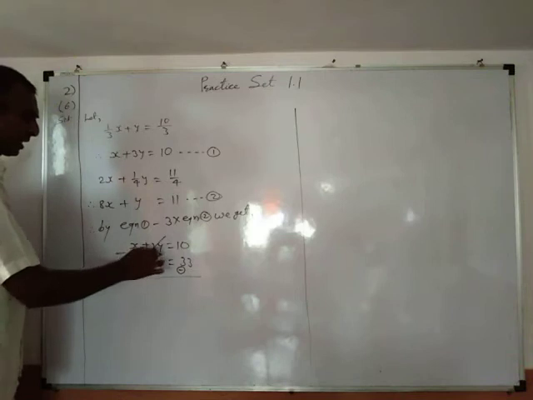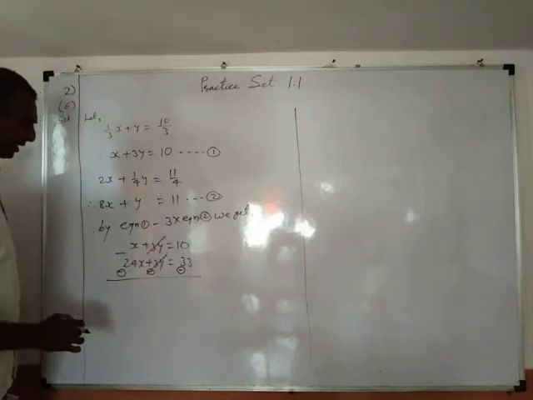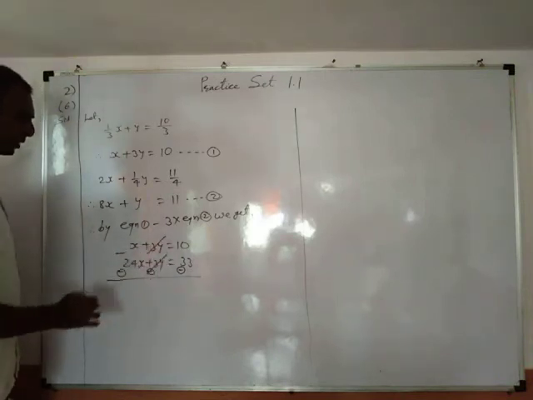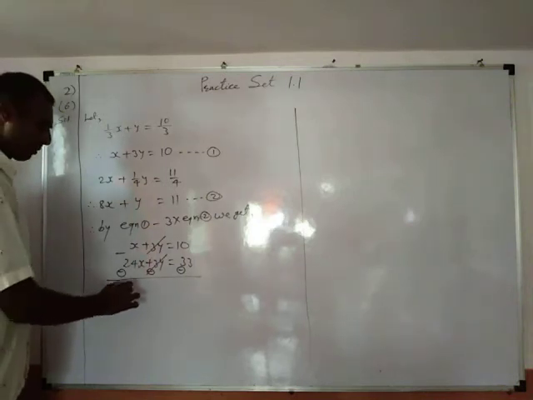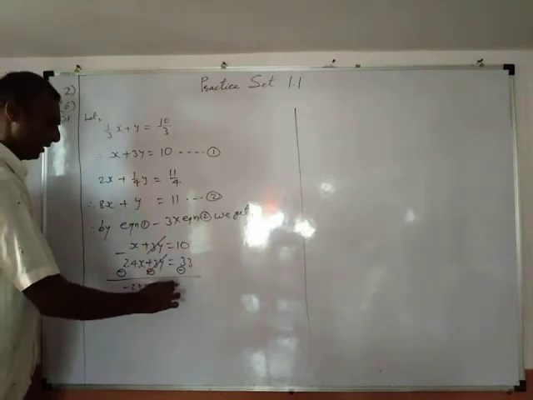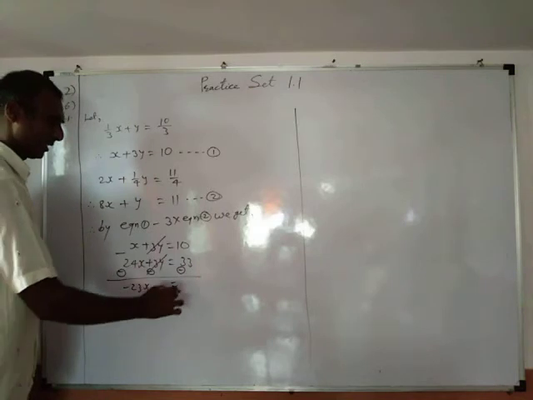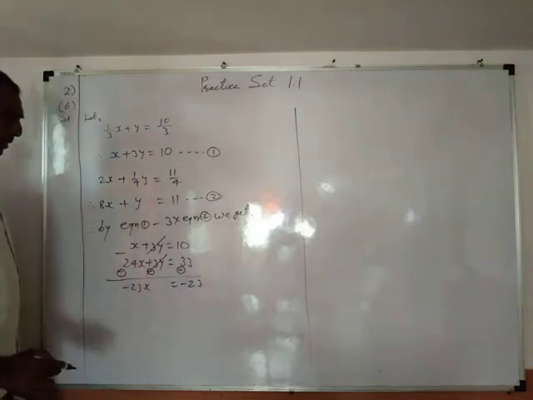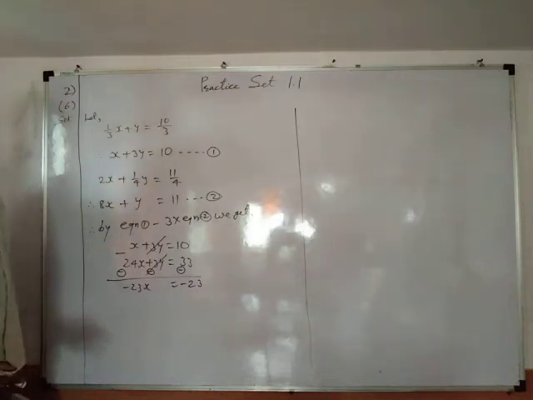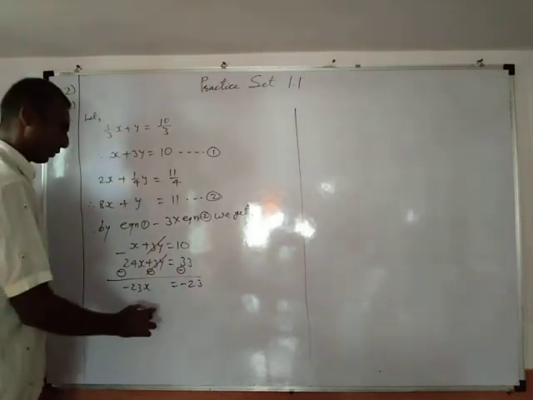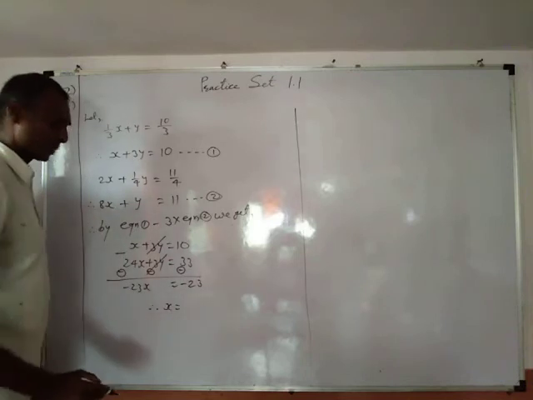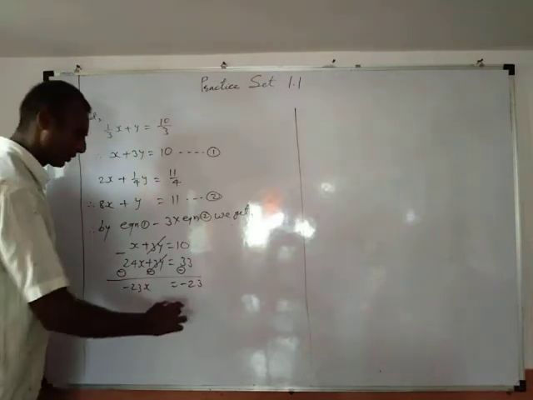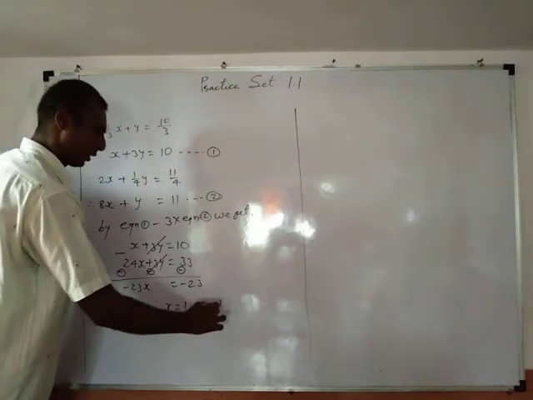Now plus 3y minus 3y will cancel each other. x minus 24x gives us minus 23x equals plus 10 minus 33, which is minus 23. Minus 23x equal to minus 23, and therefore x equals minus 23 upon minus 23, which means 1. Let's call it equation third.